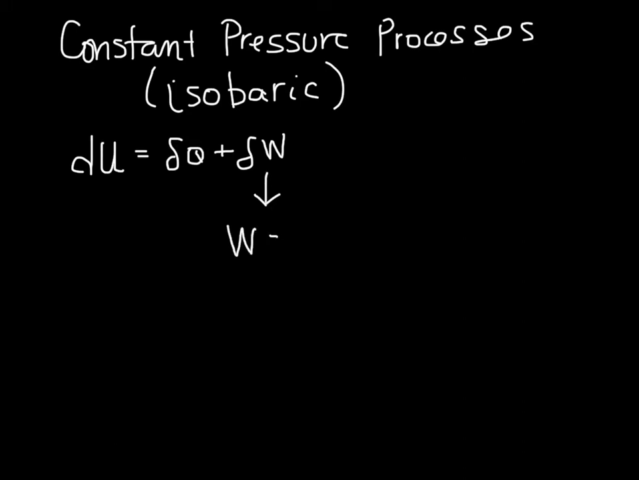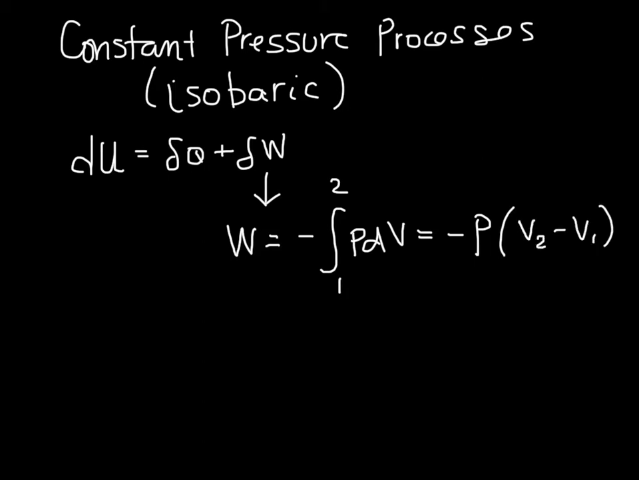We can define the work as the integral of negative P dV from state 1 to state 2. Because the pressure is constant, we can bring it outside of the integral, and we can actually do this integral now, and this is equal to negative P times the difference in the volumes. So the change in the internal energy of the system is the heat transferred at constant pressure plus the work done on the system.